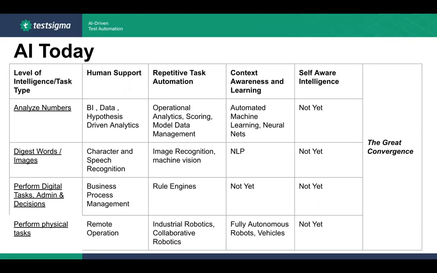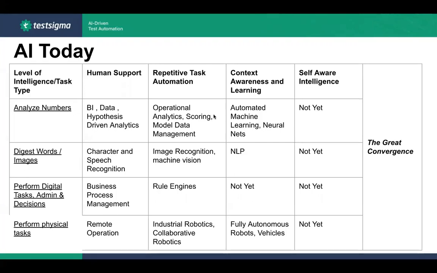First of all, we have analyzing numbers. Consider the fintech industry: it generates petabytes of data every single day, from stock movements to lending rates to all sorts of bank rates and everything else. All of these are currently being worked on by human support in terms of business intelligence, or hypothesis-driven analytics, where we say, okay, we have a hypothesis and we are going to churn some numbers and finally say, this is where the stock is going to lead to in the next week. This is going to be the target, and this is going to be the stop loss for this certain stock. So model data management or operational analytics is what we are currently doing.